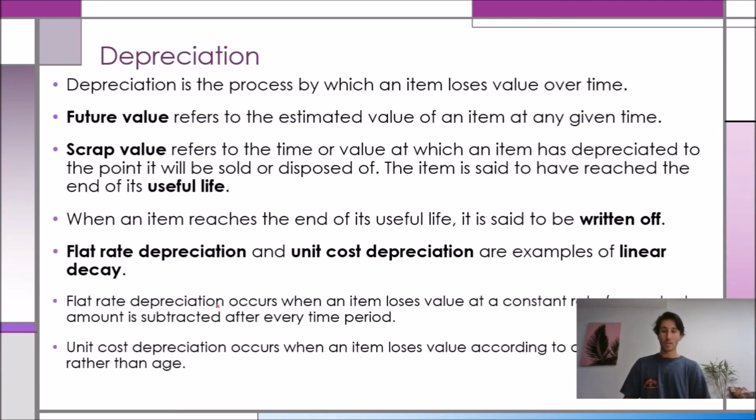Now, flat rate depreciation occurs when an item loses value at a constant rate. A constant amount is subtracted every time period. So what we're talking about with linear decay, the amount of change is the same each time period. You get a straight line. Unit cost depreciation occurs when an item loses value according to the amount of use rather than age. So on the x-axis, you now have the amount of use rather than the time in years.